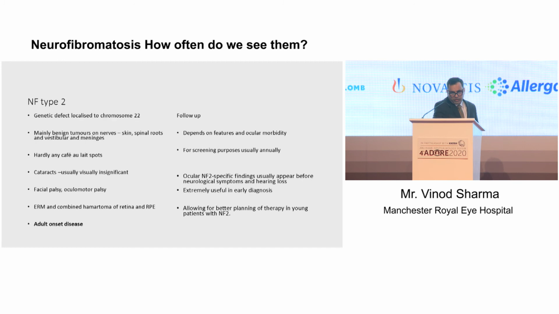So why do we see them? Well, we see them for screening purposes because it is an adult onset disease. Your vestibular schwannomas and facial palsies will come on at a later age, but you may have the cataract, you can have ERM, and a good ocular examination may pick it up. So your management changes for that child. You can feed into the MDT whether this child has NF2 or not, and it helps in planning their management. Thank you.